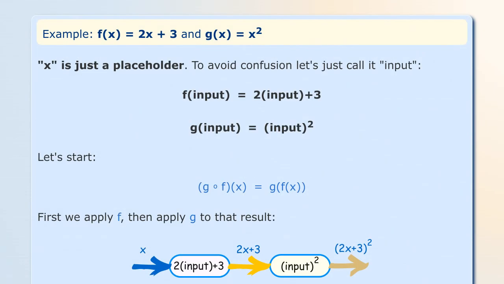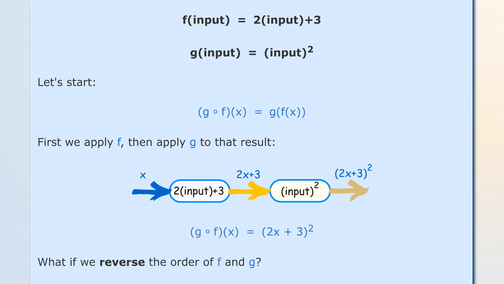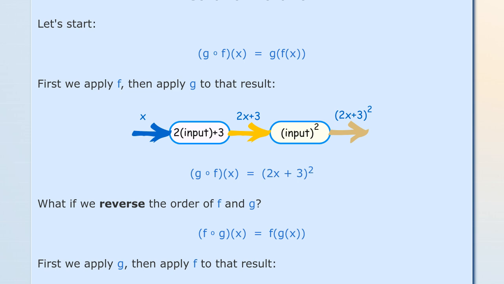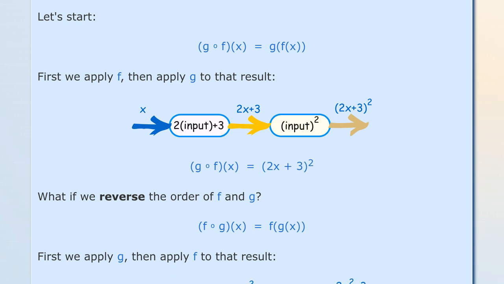Example: f of x equals 2x plus 3, and g of x equals x squared. x is just a placeholder. To avoid confusion, let's just call it input. f of input equals 2 times input plus 3. g of input equals input squared. Let's start. First we apply f, then apply g to that result. And we get (2x plus 3) all squared.